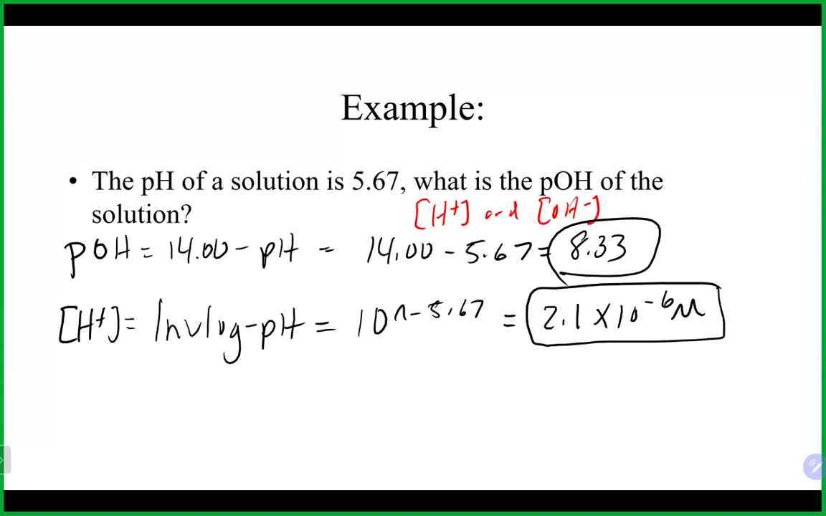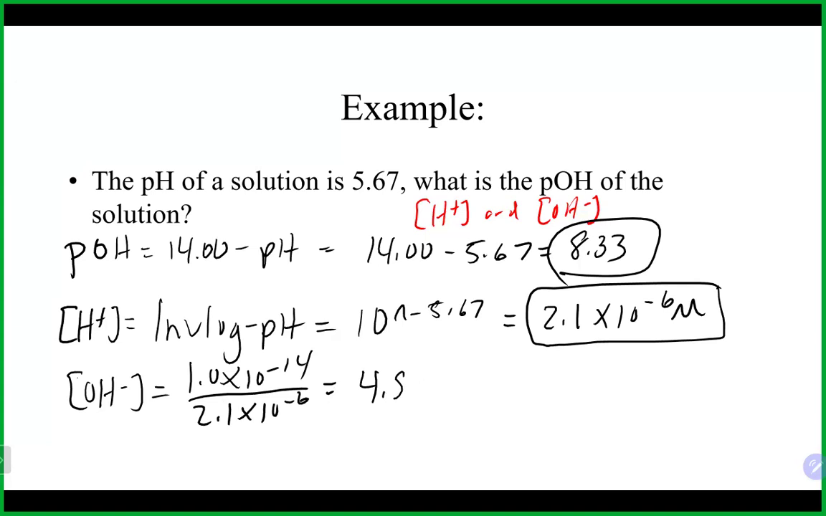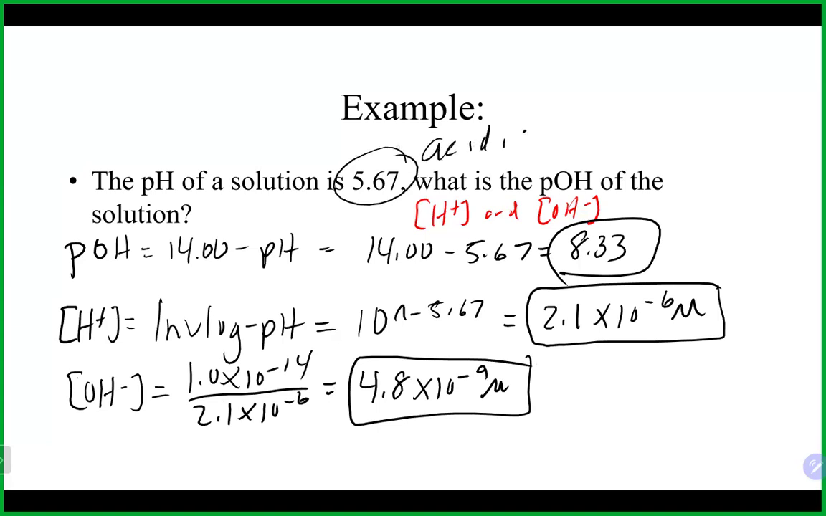Again, at this point, you could use KW if you wanted to. You could also use the pOH. Just to mix it up, I'll use a KW here. Why not, for old time's sake? We go 1 times 10 to the minus 14 divided by 2.1 times 10 to the minus 6. And that's going to get me here, should be like 4.8 times 10 to the minus 9 molar in this case. This solution would be acidic because of the 5.67 pH.